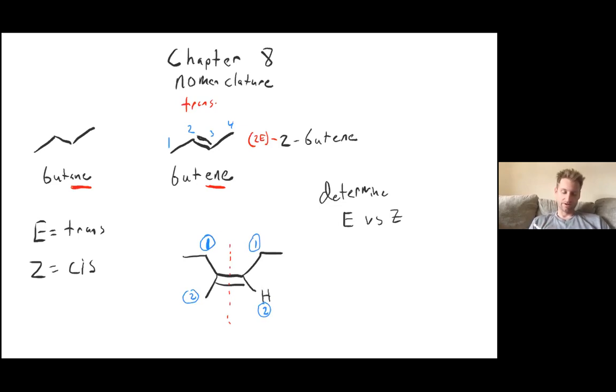Because our two high priorities are on the same side, if you were to just outline the two high priority pathways, it makes a cis structure. So we would say that this is Z. Alternatively, I'm going to do another example. Let's take a more complicated one.